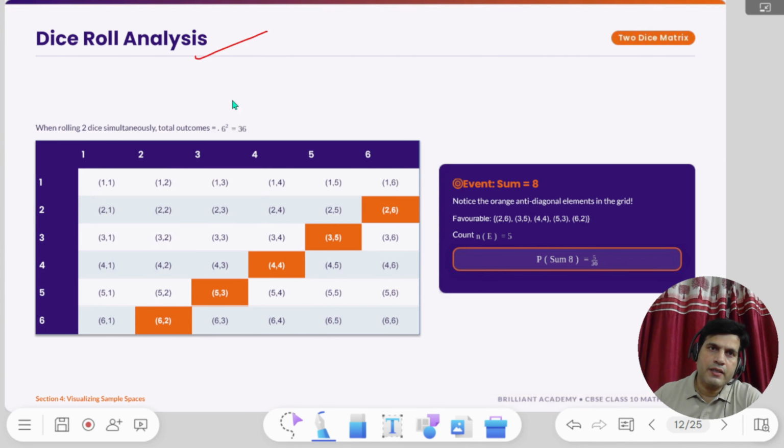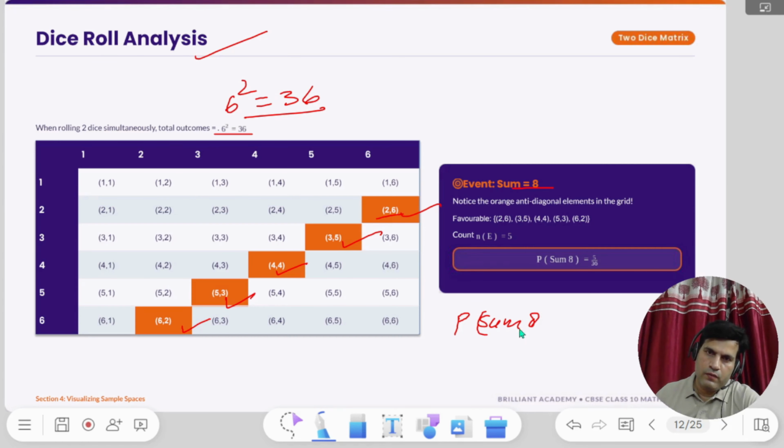Dice roll analysis: rolling 2 dice, the event is that the sum is 8. With 2 rolls, the total outcomes will be 6 to the power 2, that is 36. Okay, and what is the possibility that the sum will be 8? So 1, 2, 3, 4 and 5. So the total possibility, P(sum 8), is 5/36.